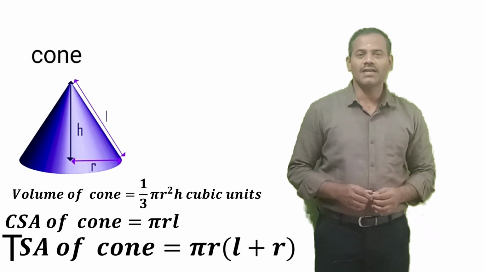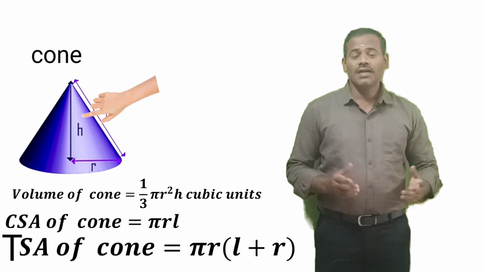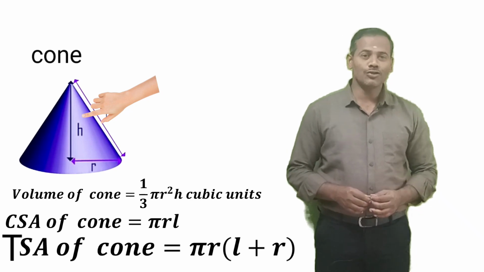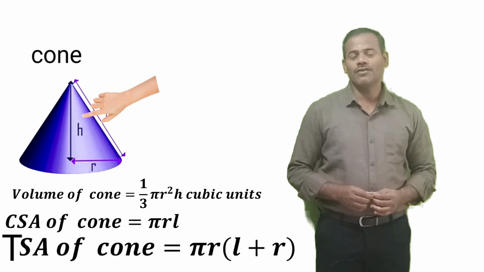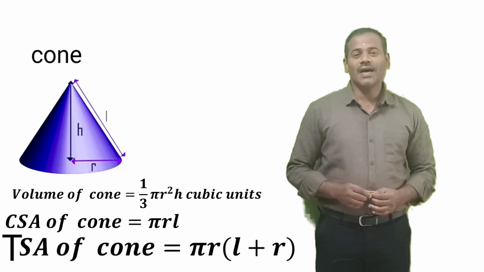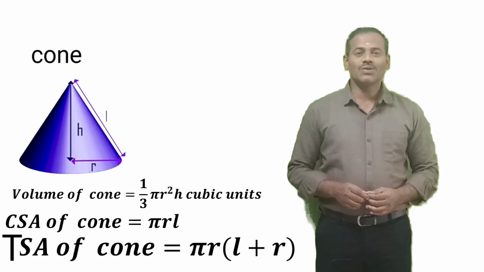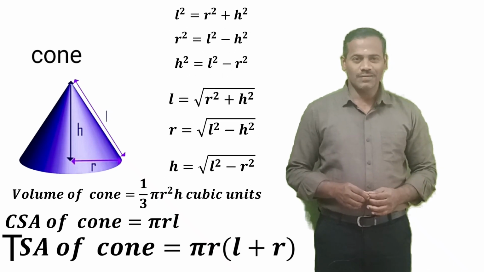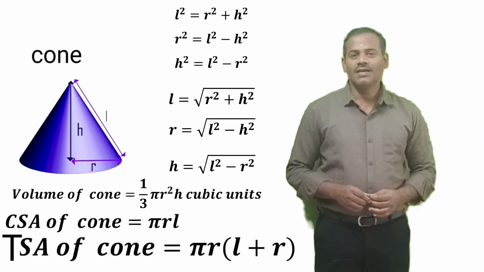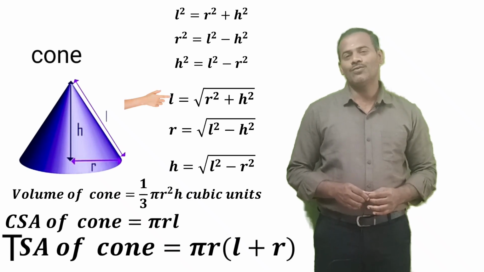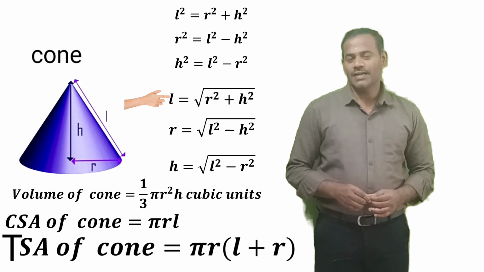Children, you can see a right angle triangle in a cone. Yes, in a right angle triangle, the square of the hypotenuse is equal to the sum of the squares of the other two sides. So L is the hypotenuse here. So L square is equal to R square plus H square. If I take L, what is that? L is equal to square root of R square plus H square.